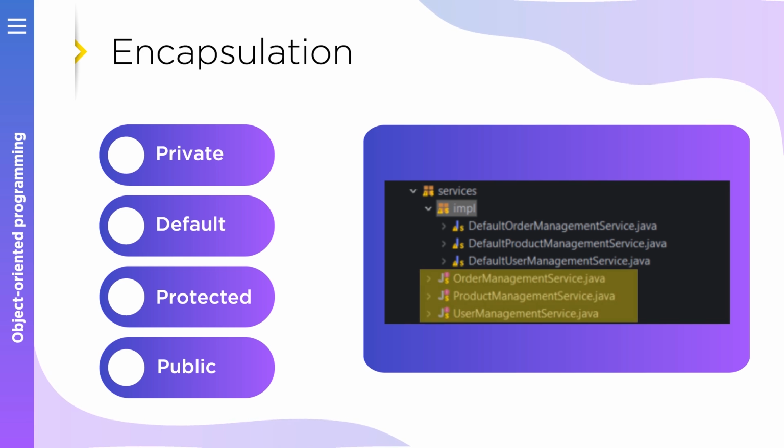Default, access level within the same package. Elements with the default access modifier can't be accessed outside of the package. Protected, access level within the package and outside of the package in the child classes.